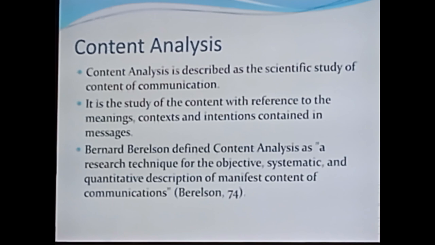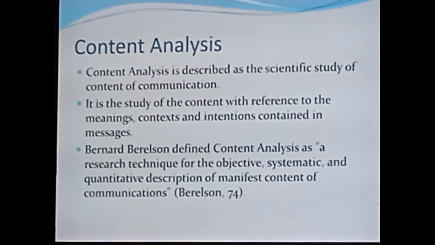Bernard Berelson gave the definition as a research technique for the objective, systematic, and quantitative description of the manifest content of communication. In scientific research we have to be objective, and it has to be systematic. You cannot just go and count as you want; you have to follow certain procedures. And what is manifest content? That is the content which is on the surface, which you can see, read, and hear.